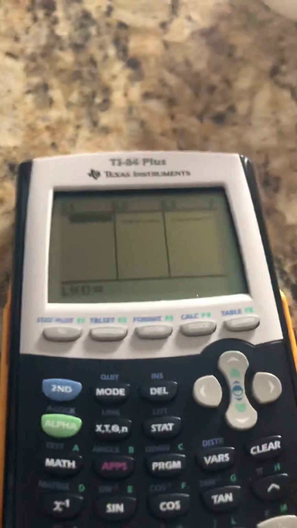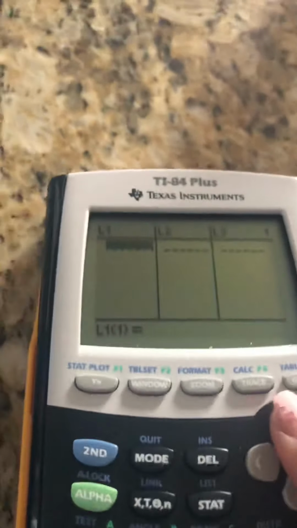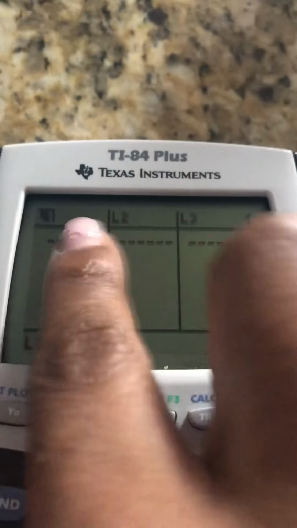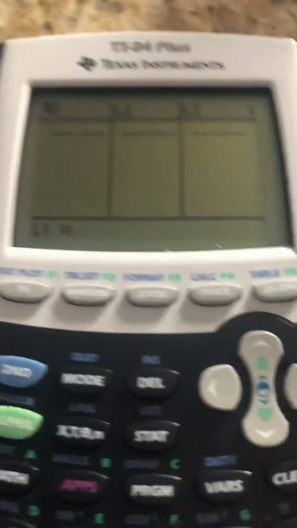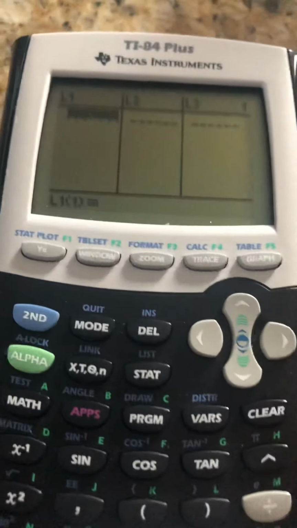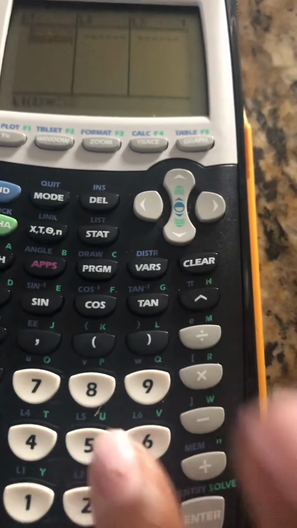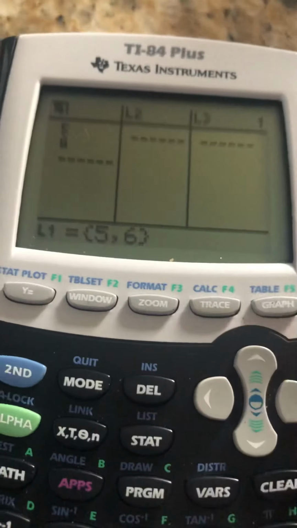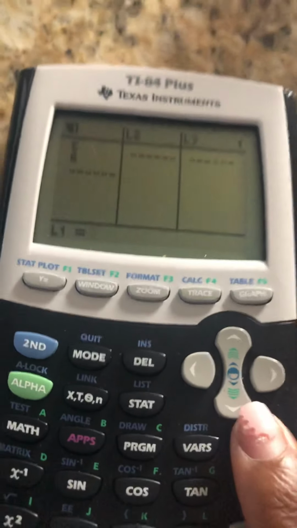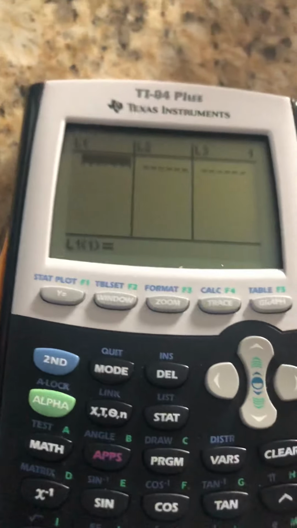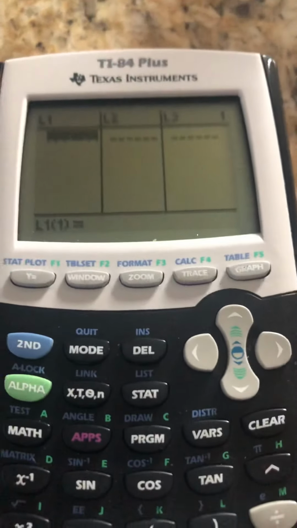Okay, right now everything is clear. But if you want to go back and clear everything out, remember, you have to make sure that the L1 or L2 is highlighted. So you use your arrow button to go up, and then you hit the clear button, down arrow, and that'll clear everything out. So I'll show you. I'll put a 5 and then a 6. Okay, I'm going to go up, highlight the L, hit clear, down. Boom, everything's cleared. Okay, that's just a little reminder how to clear everything out.